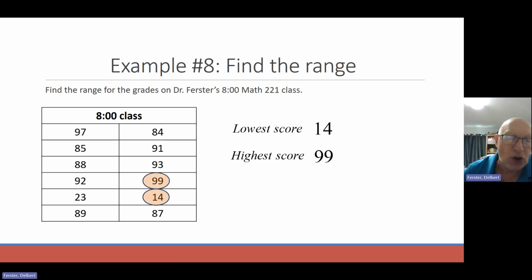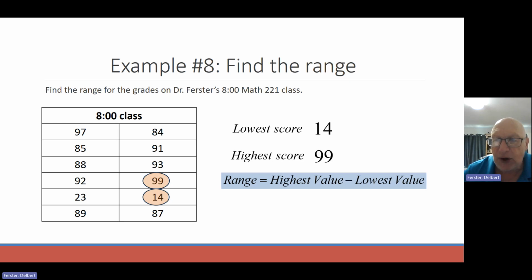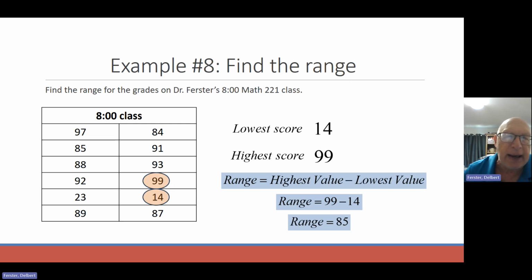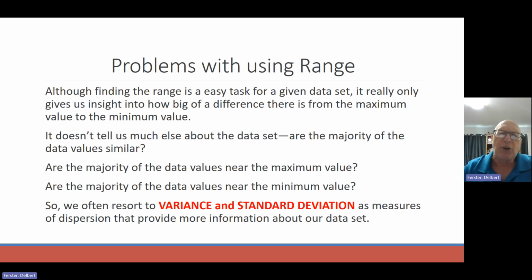So if we find the range on this particular class's scores, it is in fact the difference of 99 and 14, and the range for this data set would be 85. So all that tells us is there's a pretty good difference between the largest and smallest. The data spreads out pretty much, right? 85 points difference. Problems with using range.